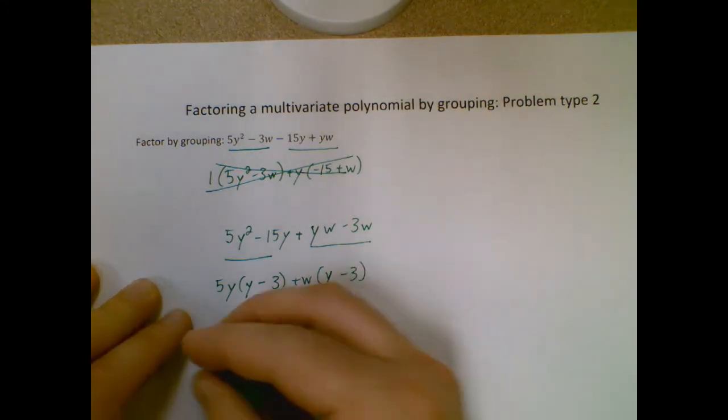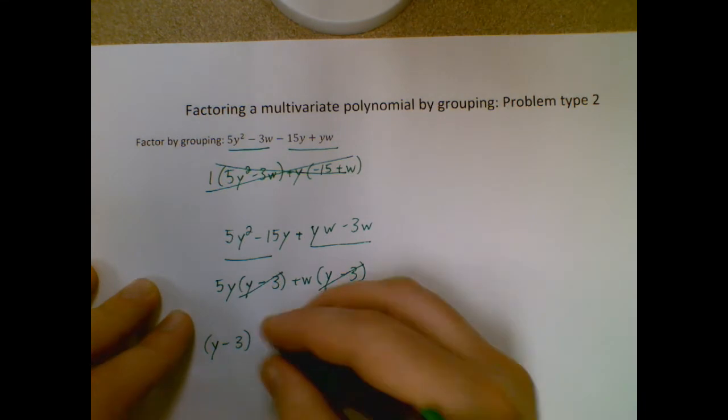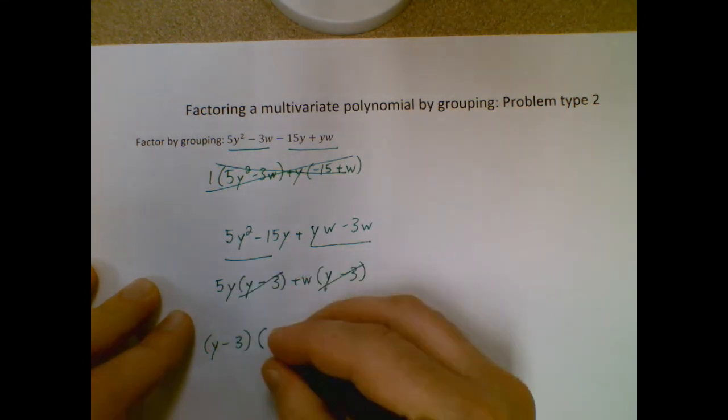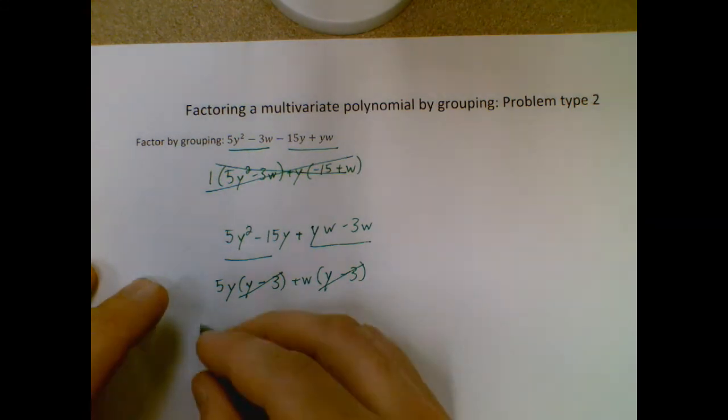So I just pull them out as my greatest common factor. I use that and I use that. So now I'm left with 5y plus w. And that's as simplified as that one's going to go.